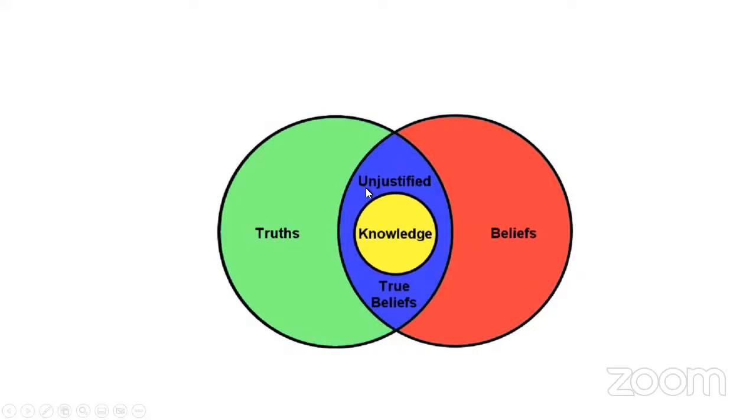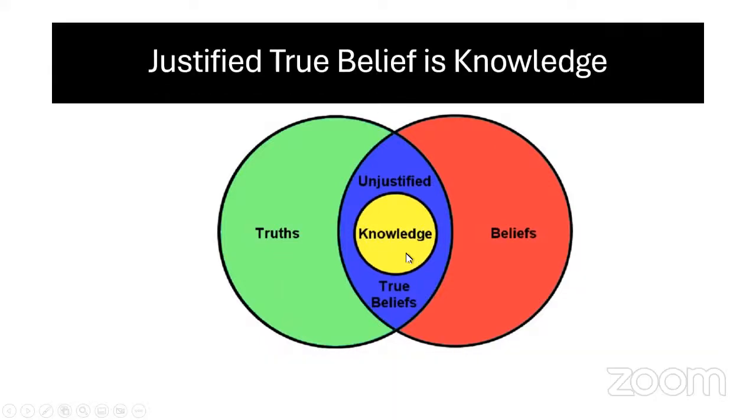The first overlap creates some work which is unjustified, and some are only true beliefs. There is no justification for them. In between, the overlap of beliefs and truth gives you knowledge. So what we can say is justified true belief is knowledge.